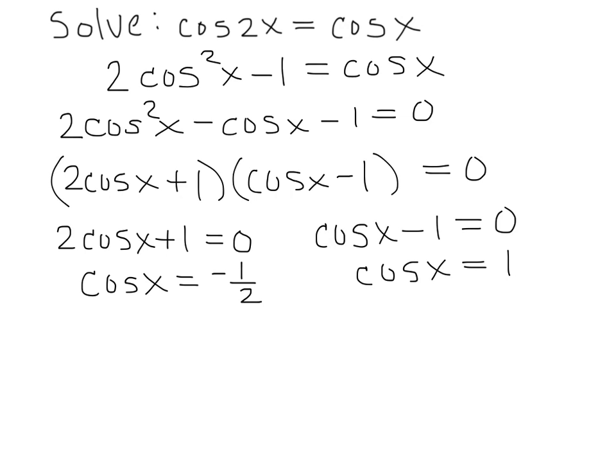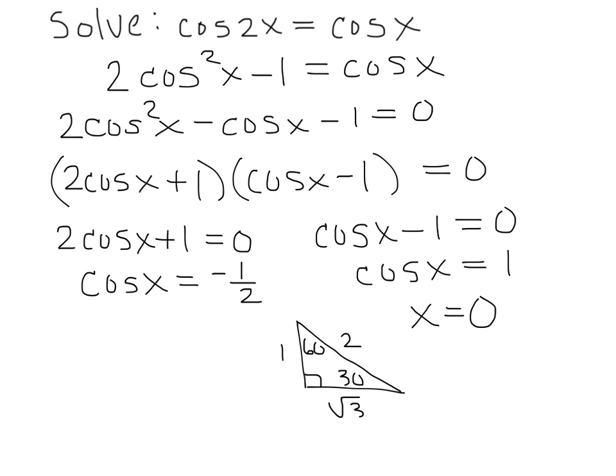Where is cosine equal to 1? That's at an angle of 0. Now I need to figure out where cosine equals negative 1/2. Using my reference triangle, again, here's 30, 60, 1, root 3, and 2. Cosine is equal to 1/2 at 60 degrees.